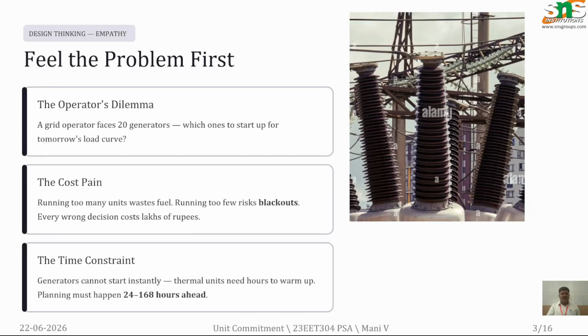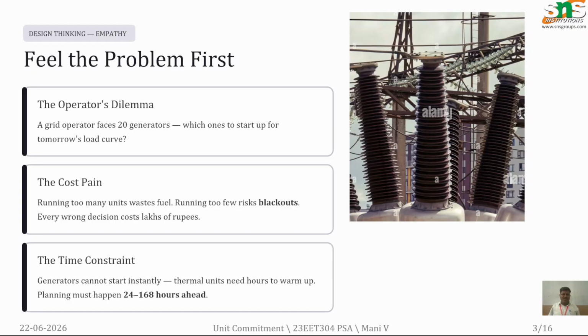So here we have to do the empathy. We have to feel the problem first. What is the problem that arises? On the operator side, a grid operator faces 20 generators and must decide which ones to start up for tomorrow's load curve. We don't know among the 20 which one has to be turned on and which one has to be turned off. It is a large confusion for the operator.